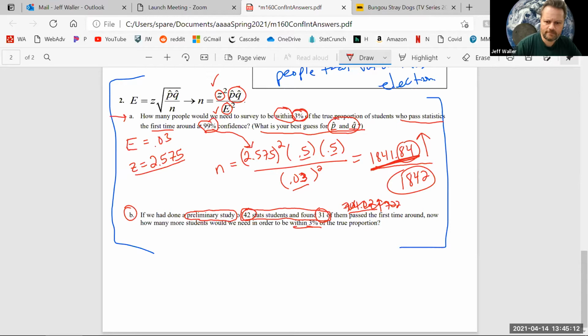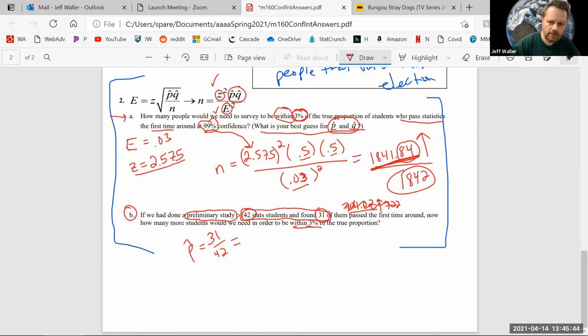P and Q. Well, P hat, what's P hat? How would I figure that out? How many passed? 31. 31 out of? 42. There you go. That's how you always do a percentage. Okay. 31 out of 42.